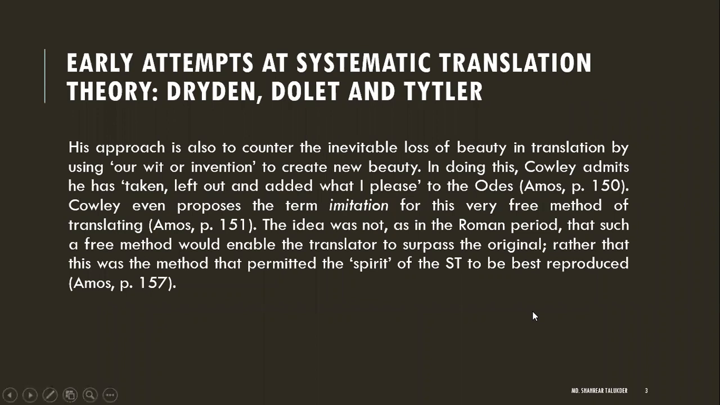His approach is also to counter the inevitable loss of beauty in translation by using our wit or invention to create new beauty. In doing so, Cowley admits he has taken, left out, and added what he pleased to the odes. So Cowley says that if you go for sense for sense instead of word for word, sometimes we take liberty and feel very free, then what happens in that case? He has taken, left out, and added what he pleased.